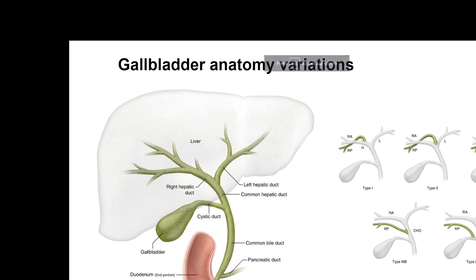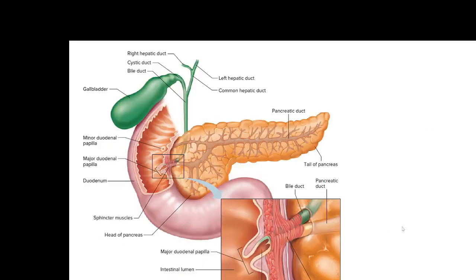Okay, gallbladder variations are quite common, and there could be multiple variations, and the variations may have a significance in the surgical approach because of the location of the cystic duct and the branches of the hepatic ducts. Variations could be many, and this has an importance from that point of view.